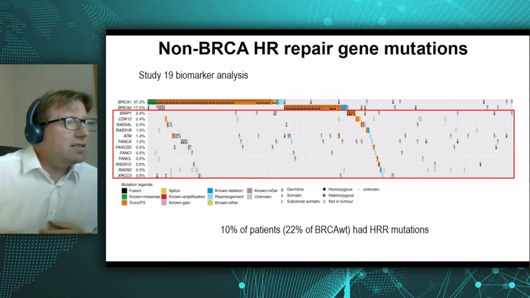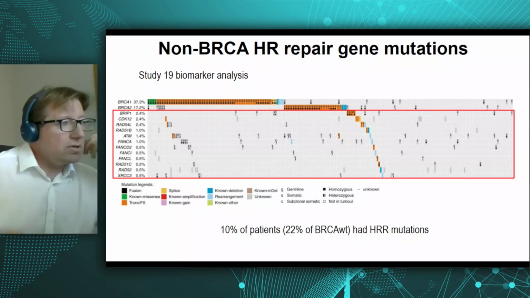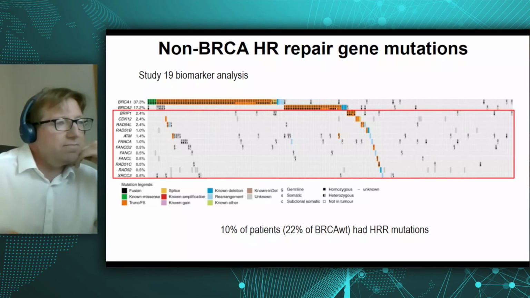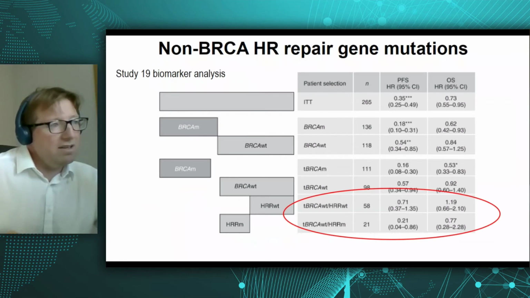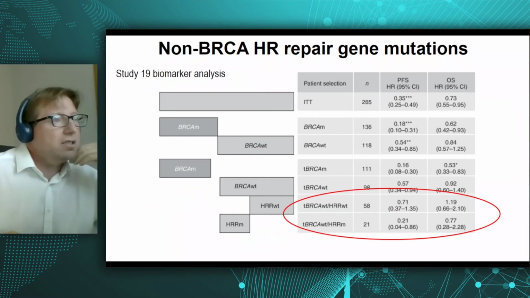I think it's fair to say that HR gene mutations are actionable. They certainly give us some information. And David O'Malley spoke about this in the ARIEL-3 study. This slide is from study 19, which was one of the first PARP inhibitor studies, and it showed that 22% of the BRCA wild-type patients had HRR mutations. And certainly in terms of progression-free survival, the possession of an HRR mutation suggested you were more likely to benefit from olaparib than if you were HRR wild-type, if you were BRCA wild-type. So I think this adds information.